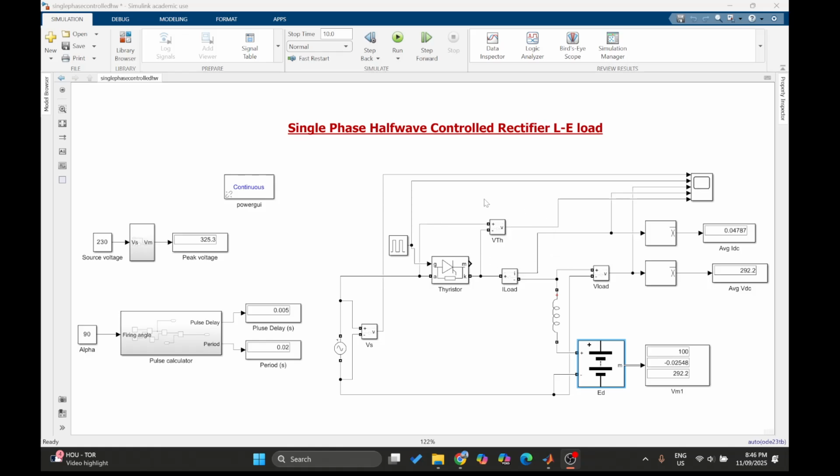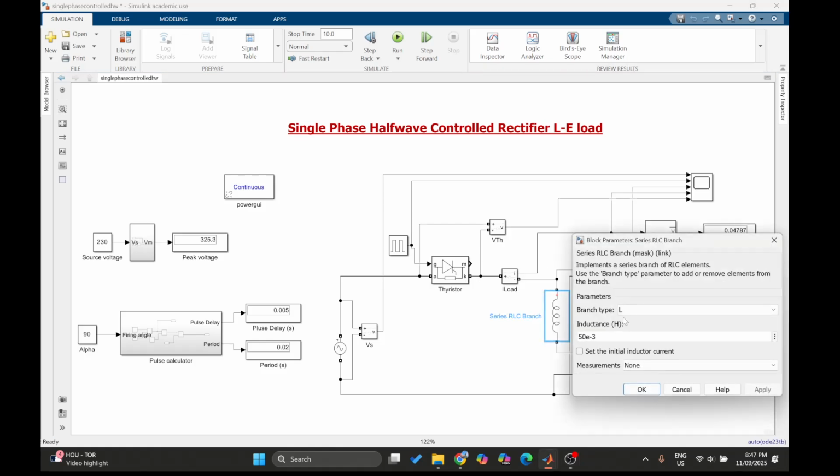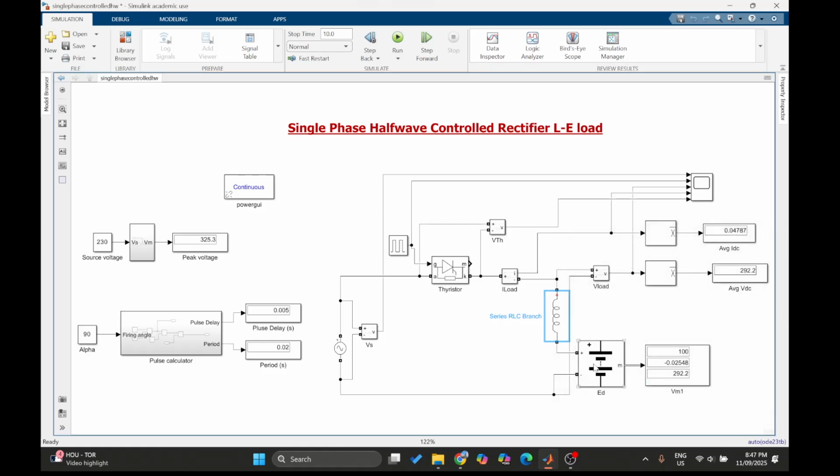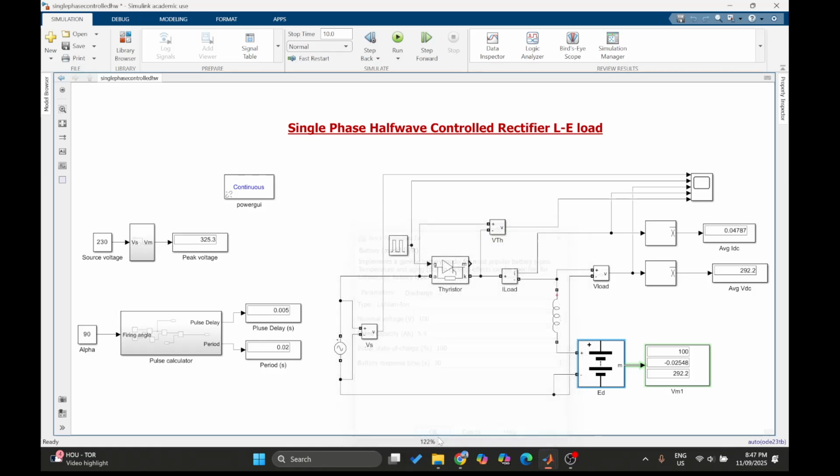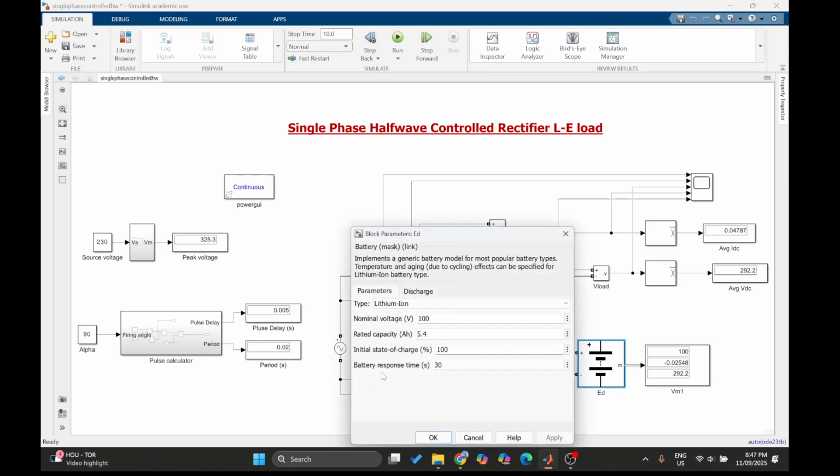Firstly, if I explain the model, I have an AC voltage source connected to the thyristor. The thyristor is triggered on and off using a pulse generator, and it is connected to the inductive load of 50 microhenry. Then a lithium ion battery of nominal voltage 100 volt and initial state of charge of 100%.